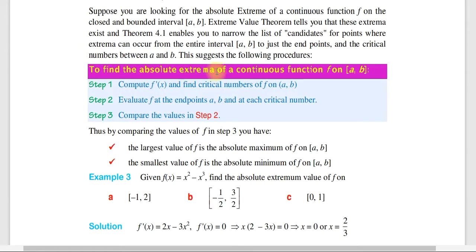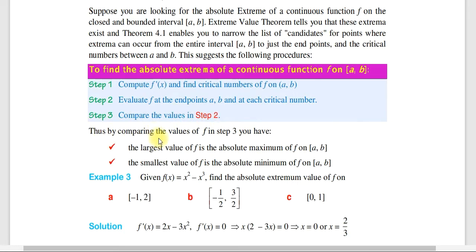To find the absolute extrema of a continuous function f on the closed interval a comma b, step 1: compute f prime at x and find the critical numbers of f on the interval a comma b. Step 2: evaluate f at the endpoints a and b and at each critical number. Step 3: compare the values in step 2.